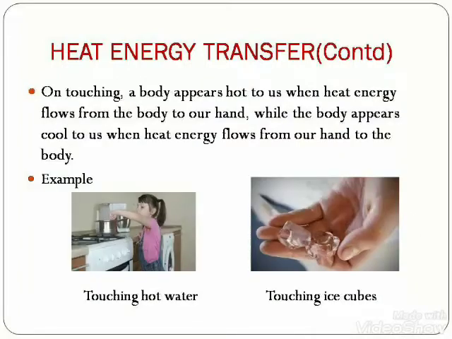How do we know whether an object is hot or cold? On touching, a body appears hot to us when heat energy flows from the body to our hand, while the body appears cool to us when heat energy flows from our hand to the body. A few examples: touching hot water and touching ice cubes.